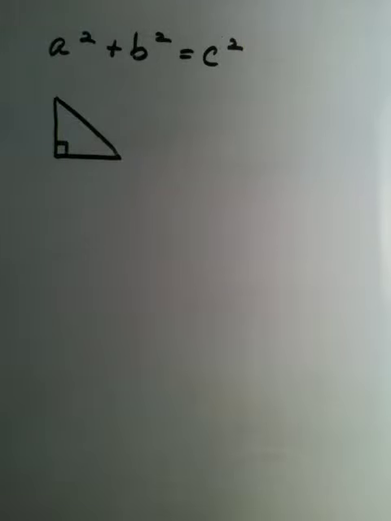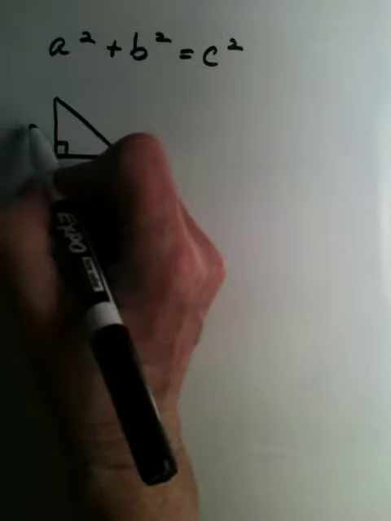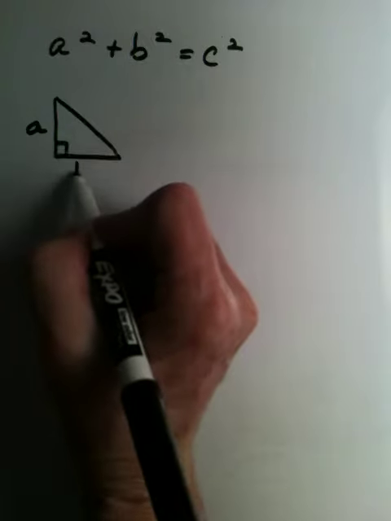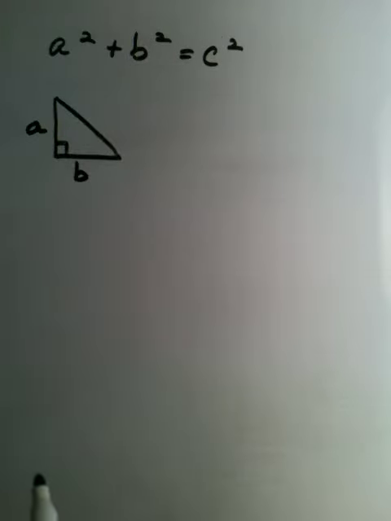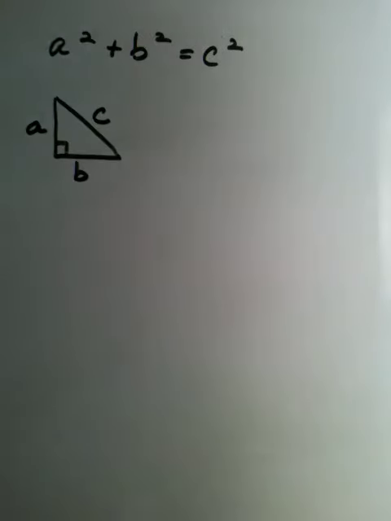It doesn't really matter if you call the left side A and the bottom B or vice versa. I usually label this side A and B for the bottom, and the C, or the diagonal side, is right here. So therefore, if we know one of the three sides, we can always find the third side.